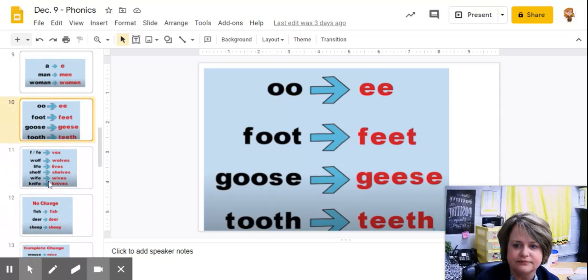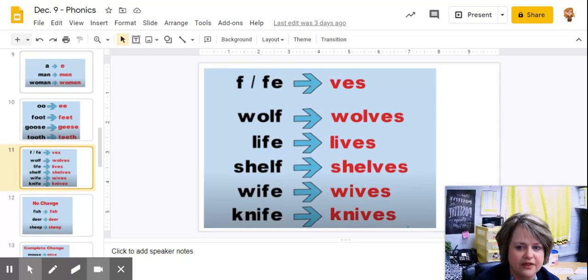Okay? Now, here's our other rule. If it ends in F or FE, we need to change the F to a V and we add ES. So instead of a Y, now we're talking about a V. If it has an F or an FE, we're going to change the F to a V and we add ES. Is there an F right there? Yes, so we change the F to a V and add ES. So it's wolf and wolves.